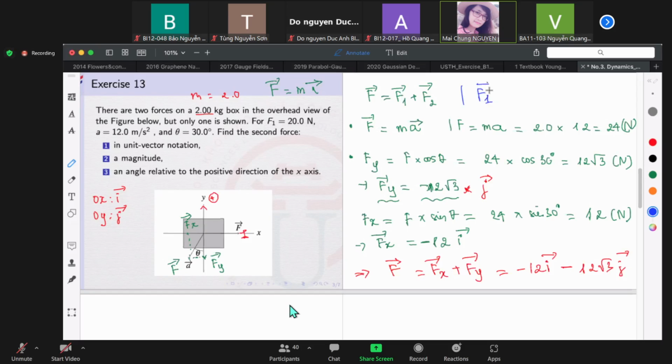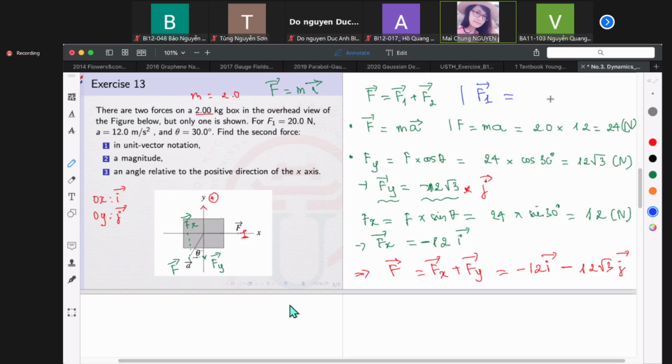What about the first one? F1 is equal to the magnitude 20, and is it in the positive direction? Yes, and it's marked. So the i vector. Don't forget, yes, we need to check with the unit vector. It's shown for the vector F1.